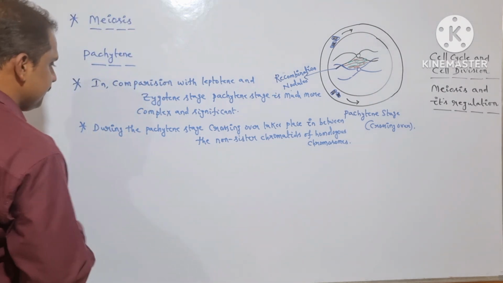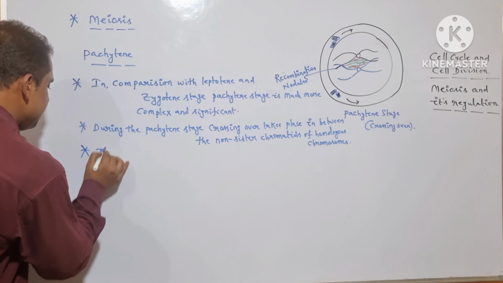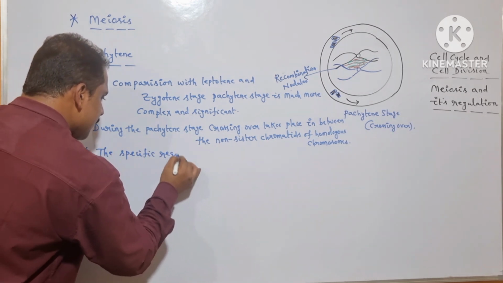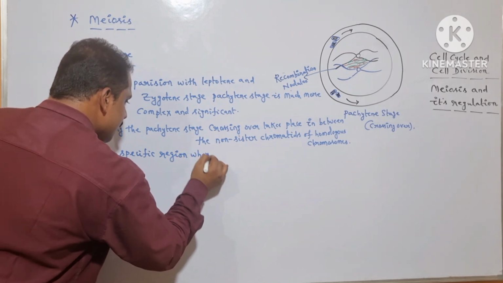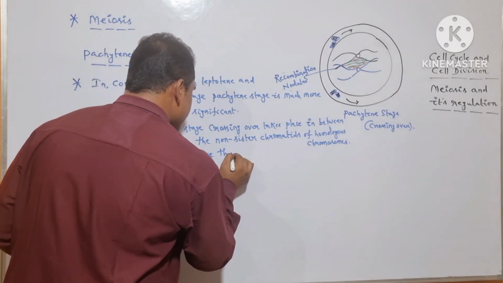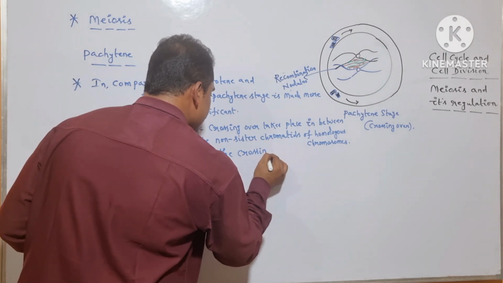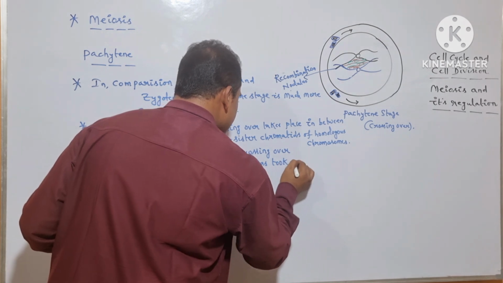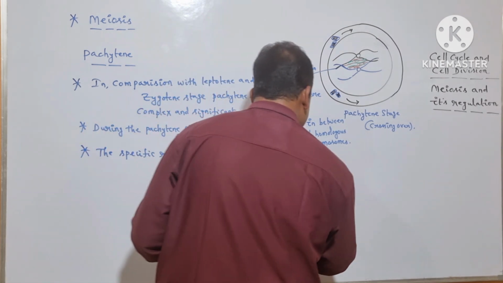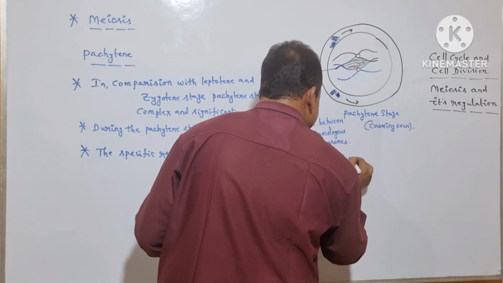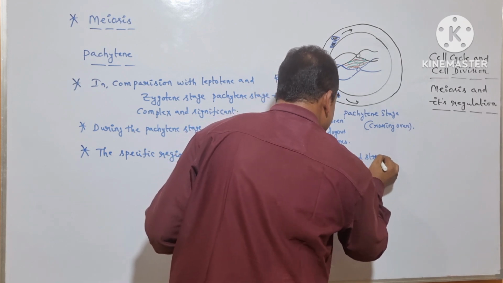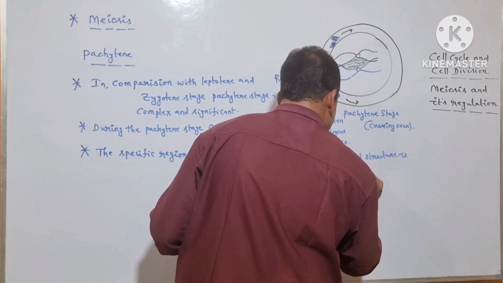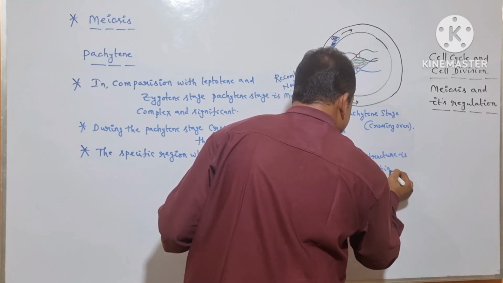So let me write it here. The specific region where the crossing over has taken place, an X-shaped structure is observed, which is termed as chiasmata.